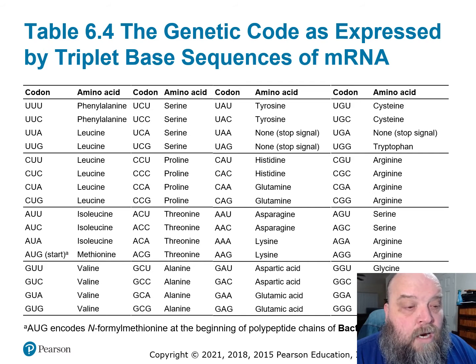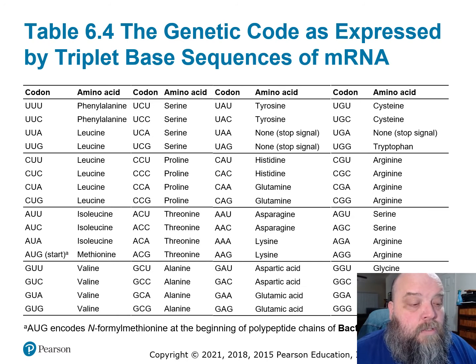Unfortunately, though, there are 3 of them, UAA, UAG, UGA, that do not call for any amino acid. These are the stop codons that tell the ribosome stop, terminate translation, fall off.